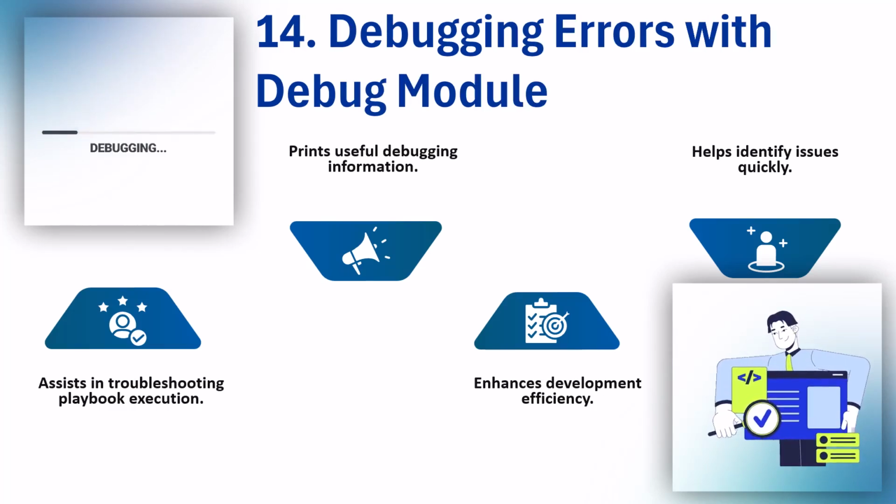Debugging without data is like trying to find a needle in a haystack. Painful. The debug module helps expose issues with clarity, printing useful details. It's your flashlight in the dark corners of automation errors.